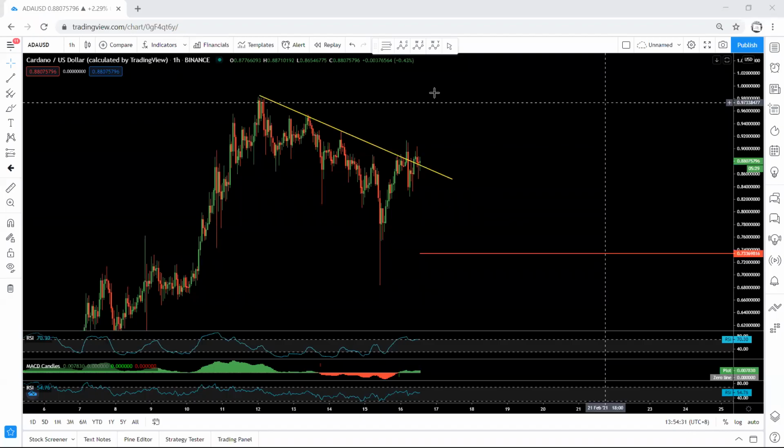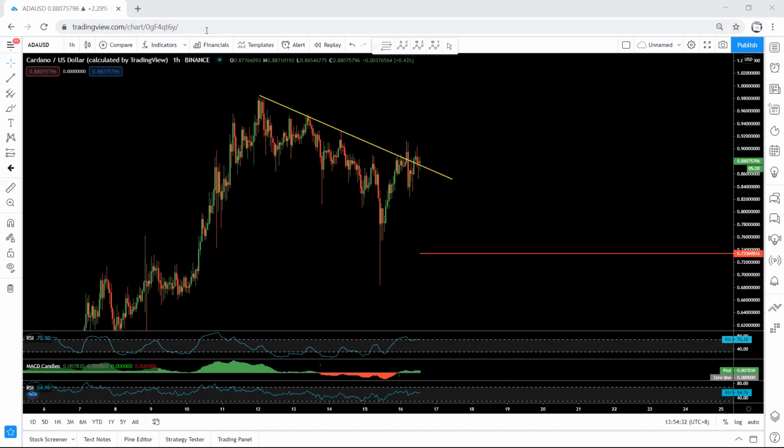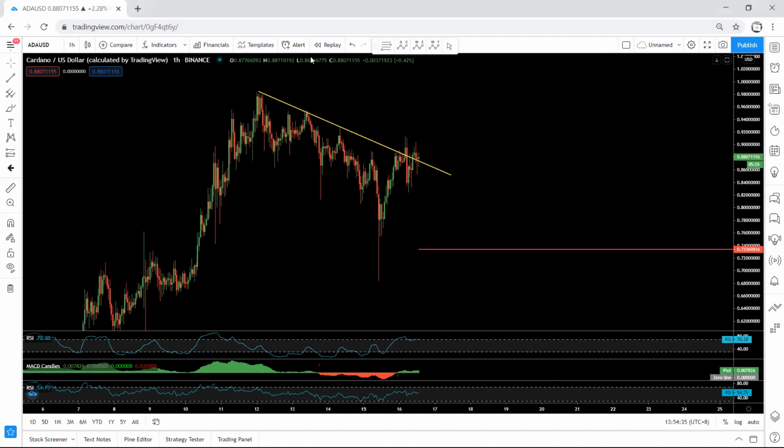ADA, we start with the 1 hour chart. As we can see, based on the 1 hour chart, if we refer to my last video when the price was here, I mentioned if you want to buy, we have to wait and get the correction. And now we're getting the correction. Now we want to see how we can trade it. Even we mentioned we have to wait for the breakout of this trend line.